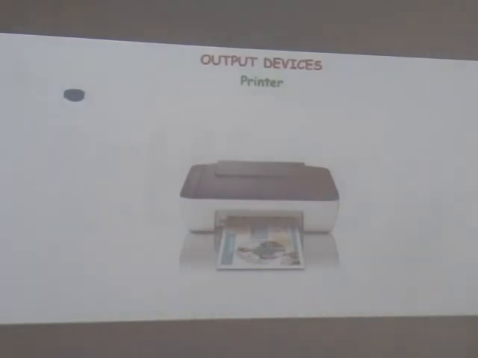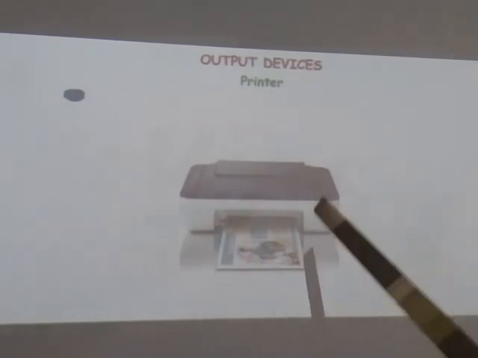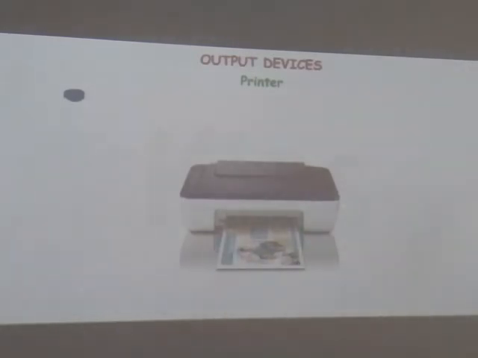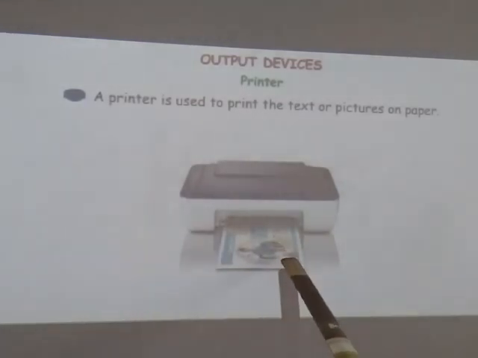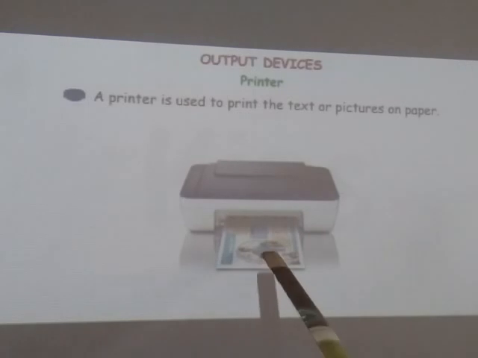It's the printer. See, this is your printer. Now what does a printer do? A printer is used to print the text or pictures on a paper. Correct? This is the paper. Okay? Over this paper, whatever work you are doing with the help of your keyboard and mouse, you can print. So for that the printer is used.